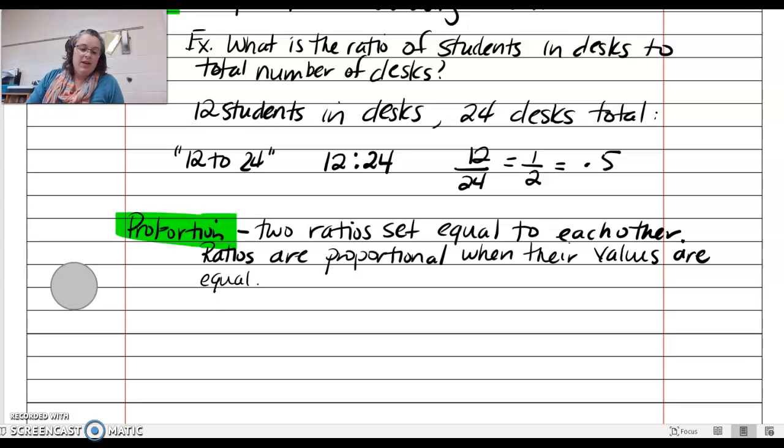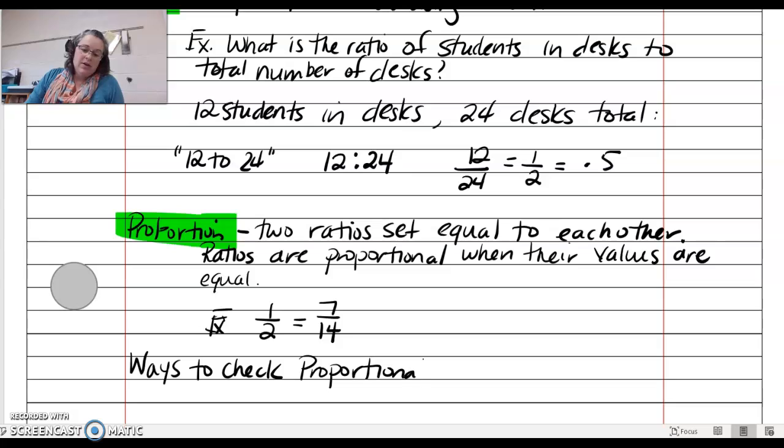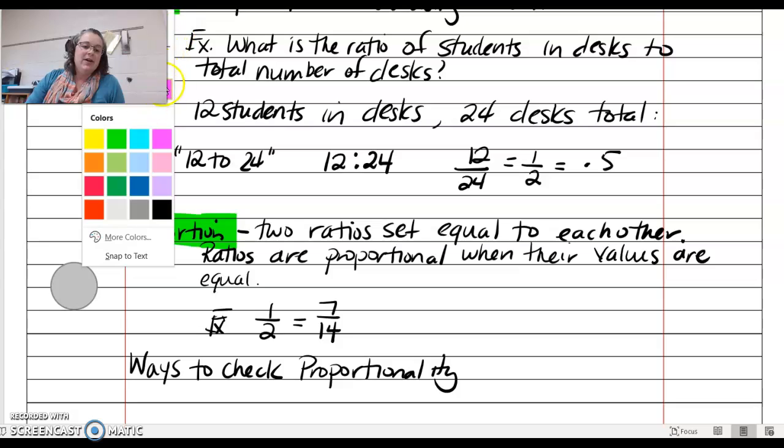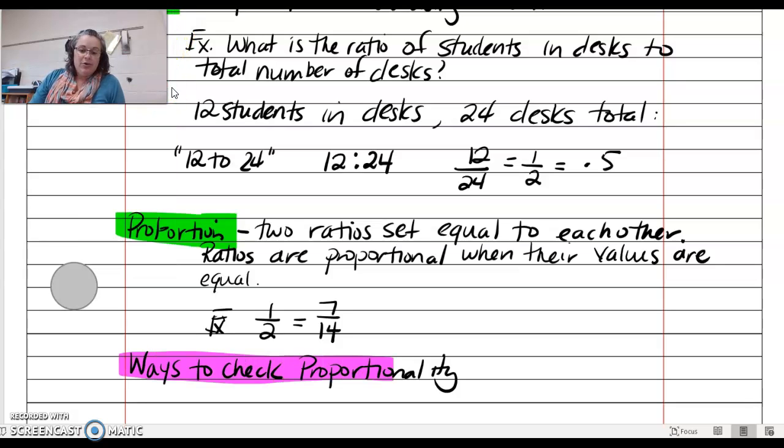So for example, if I give us the ratio 1/2, 1 to 2, and set it equal to 7/14, another ratio. These are two ratios set equal to each other. We want to know if they are proportional or not. And there are a bunch of ways to check proportionality. Some are faster, easier than others. But I like one of them in particular, so I'm going to get a different color to highlight this. Ways to check proportionality.